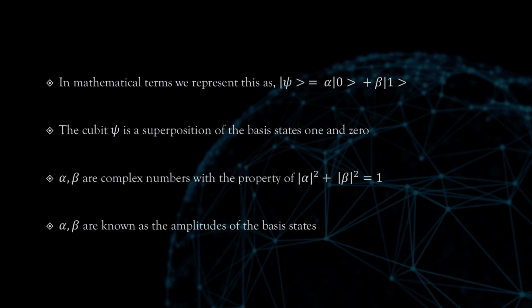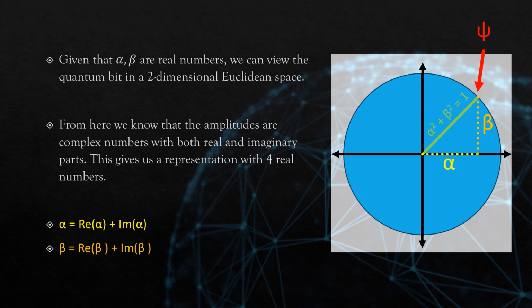Alpha and beta are also complex numbers with the property of the absolute value of alpha squared plus the absolute value of beta squared equal to 1. Alpha and beta are also the amplitudes of our basis states. Given that alpha and beta are real numbers, we can view the quantum bit in a two-dimensional Euclidean space.